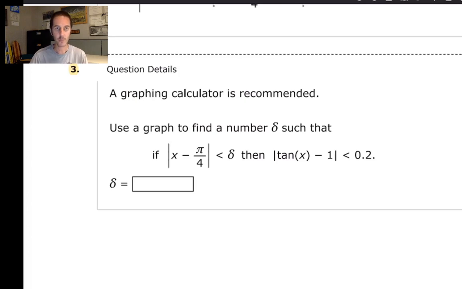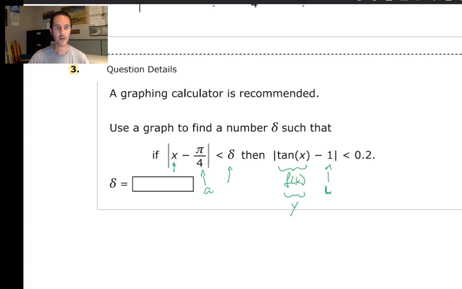Let's just pause and slow our roll here for a second and identify the different components of what's going on here. This is obviously delta, which we don't know what it is yet. This is our a value that our x values are approaching in the limit statement. These are, of course, our x values, and tan of x is our function, and 1 is our limit. And when I say tan of x is our function, I also mean that these are our y values.